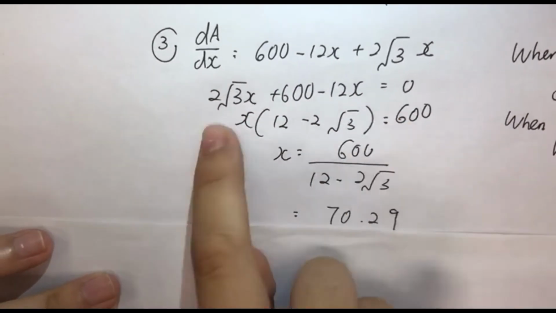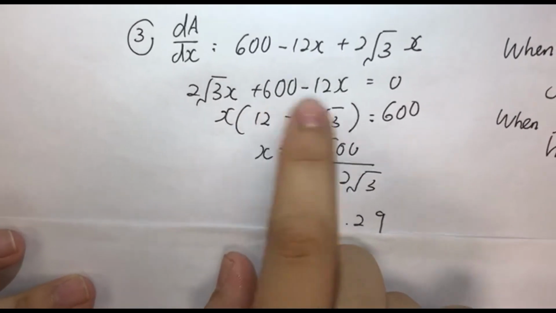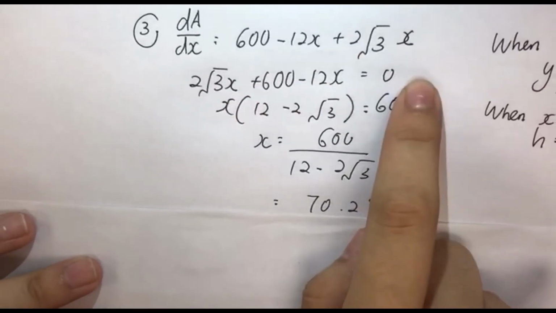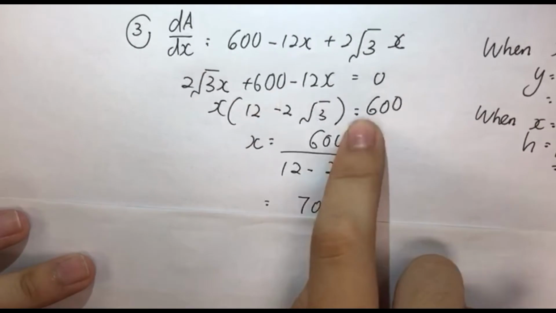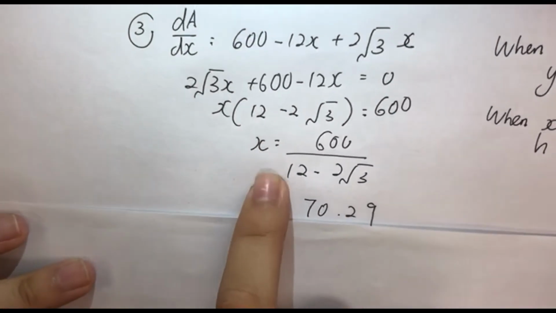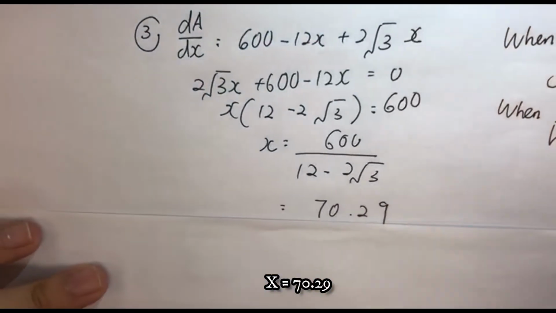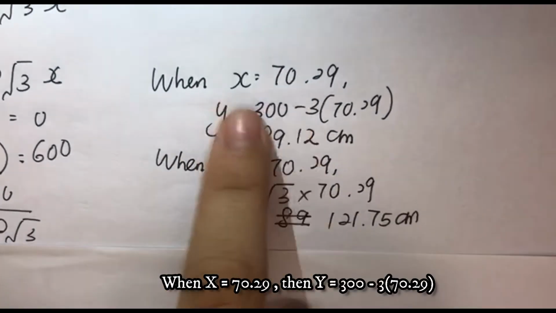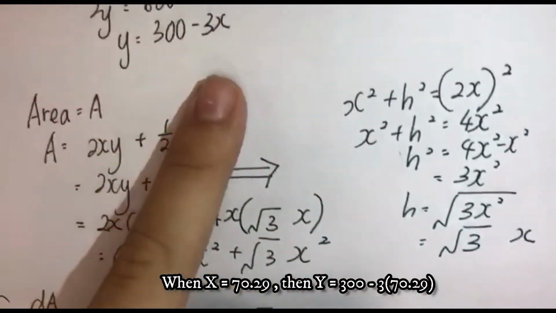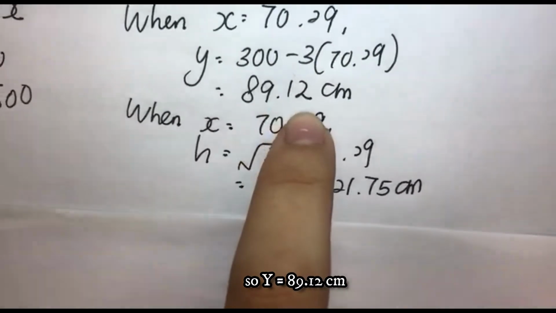Here I just rearrange the equation: you move 2√3x minus 12x to the other side, so you get 600 with the positive sign. Then you factorize, and you get x equal to 70.29. When you get x equal to 70.29, you can get y, because y equals 300 minus 3x. You just substitute in, and you get y equal to 89.12 cm.